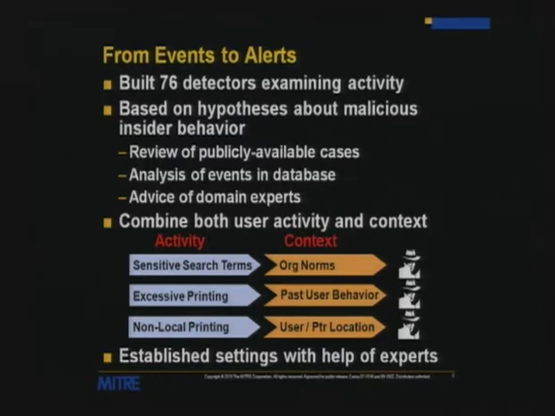Again, these detectors combine activity and context. There are 3 examples there that look for different types of things. The first one is an example of just violation of organizational norms, maybe terms that you shouldn't be searching on. Excessive printing is an example of where we're using, I believe, a folded normal estimator to look for low probability occurrences in terms of their printing behavior based on their past. And this is a volumetric anomaly, another type of indicator that we looked for.